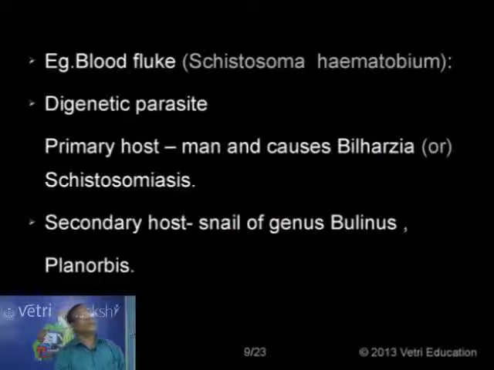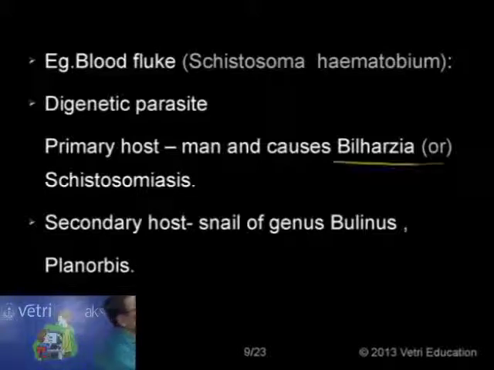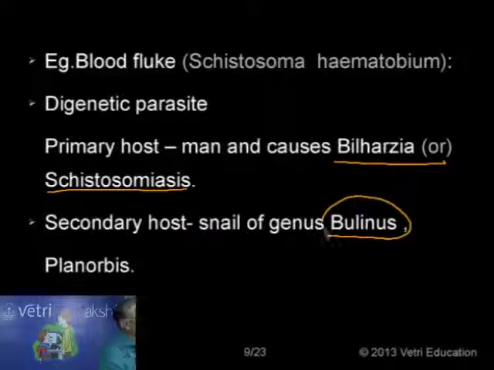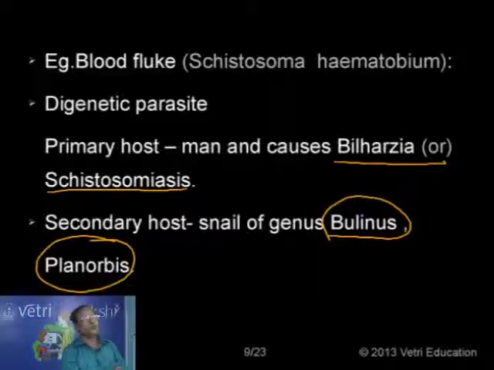Now, another one, the blood fluke, Schistosoma haematobium. That is the one which lives in the pelvic veins of human beings. It lives in the abdominal vein, in the pelvic vein, and causes one disorder in the case of human beings, the most important question also, bilharzia or schistosomiasis. As the worm causes the disease, it is called schistosomiasis or bilharzia. So man is the primary host, and the intermediate host is another molluscan animal, a snail, of genus Bulinus or Planorbis. There are two. So the animal has two intermediate hosts. One is a snail, Bulinus, another one is also a snail, Planorbis. And these are all the intermediate hosts to complete the life cycle.